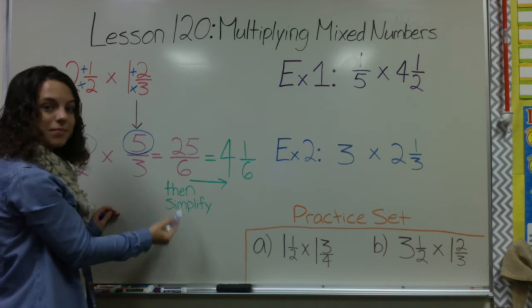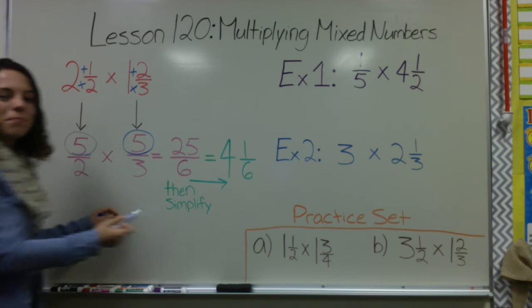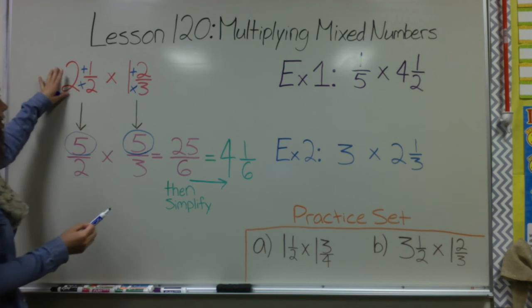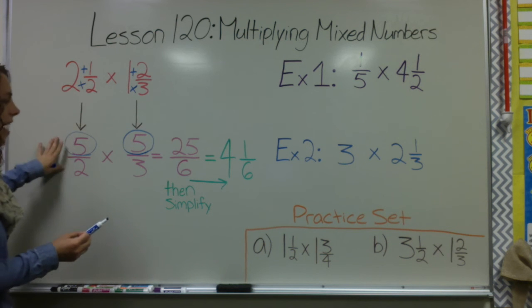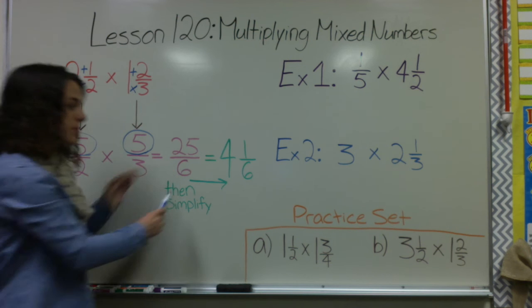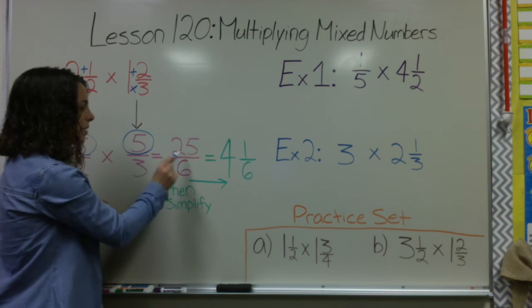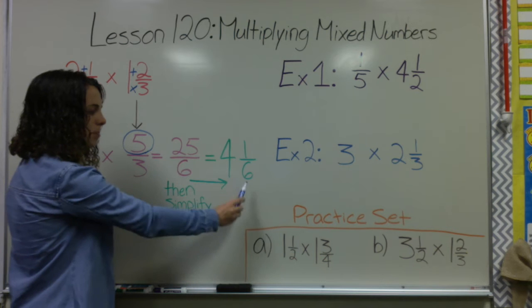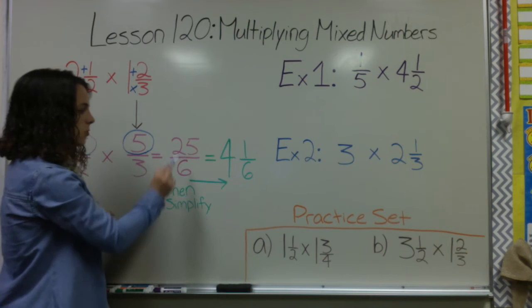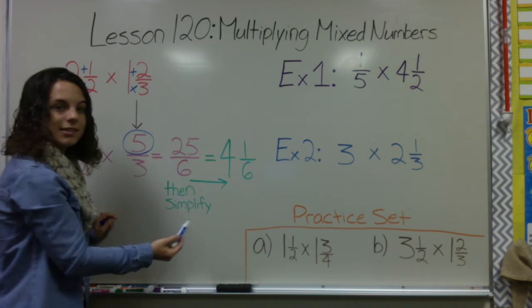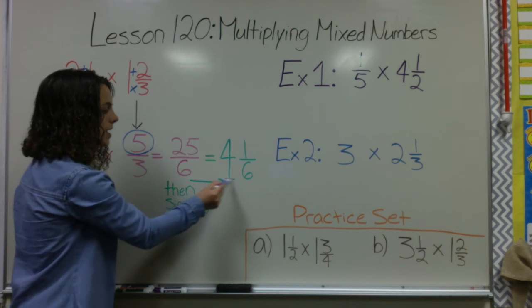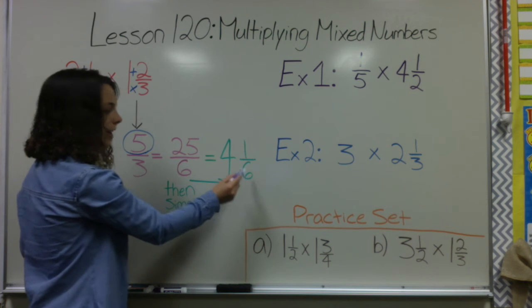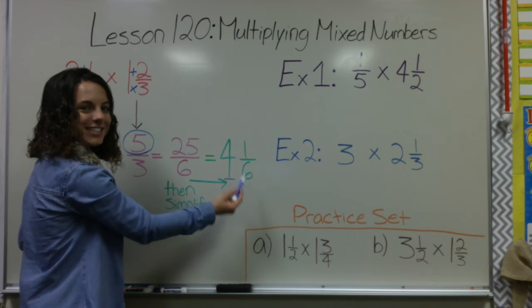Then we simplify. So I know we're going really back and forth. We're going backwards from changing our mixed numbers to improper fractions, but once we get our answer, we simplify again. So I have 25/6, which then simplifies to 4 and 1/6, because we do 25 divided by 6. It goes in 4 whole times. My remainder is 1. Again, denominator always stays the same.